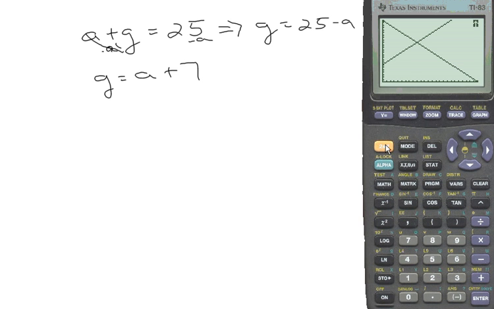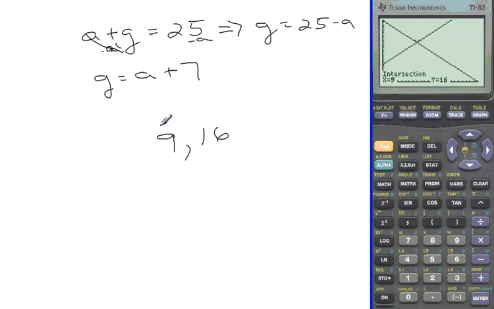So in order to solve for that, we click second, trace, number 5, intersect, and it will say first curve. Since we only have 2 equations entered, you can just hit enter 3 times. If you had more than 2, then you'd have to make sure you're on the correct line. So just hit enter, enter, enter, and the intersection is at 9 and 16.